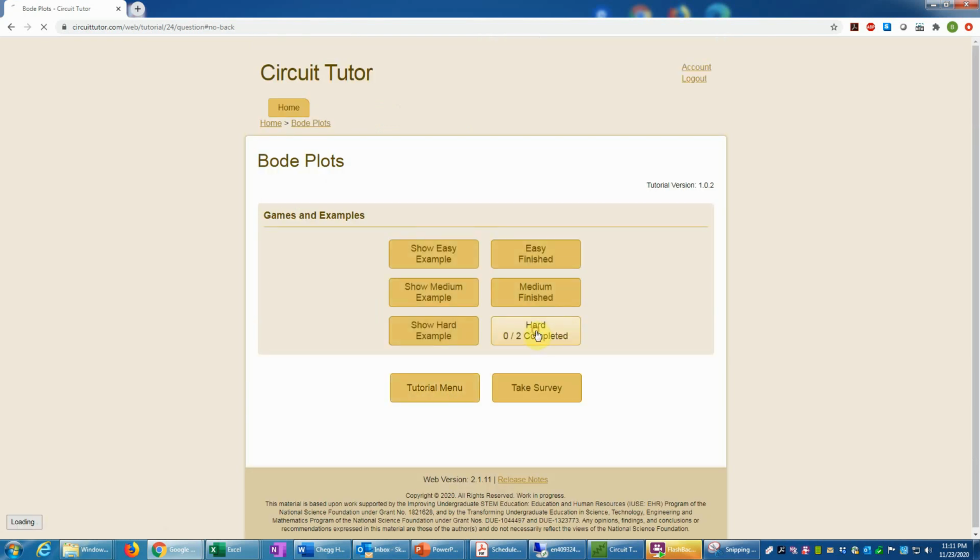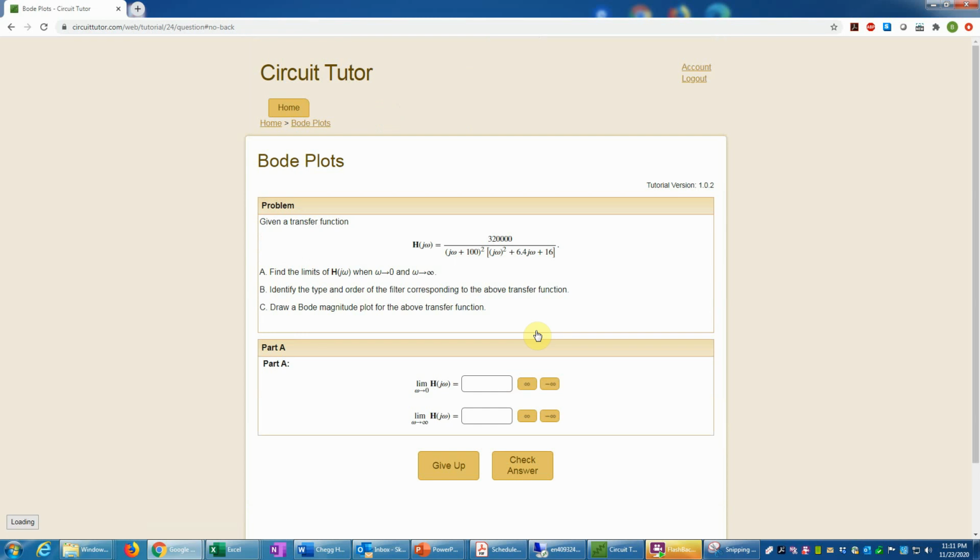Okay, so let's do a hard level problem. And so this is giving me a randomly generated transfer function here. And the first task is going to be to find the limits of this transfer function, both as omega goes to 0 and as omega goes to infinity.